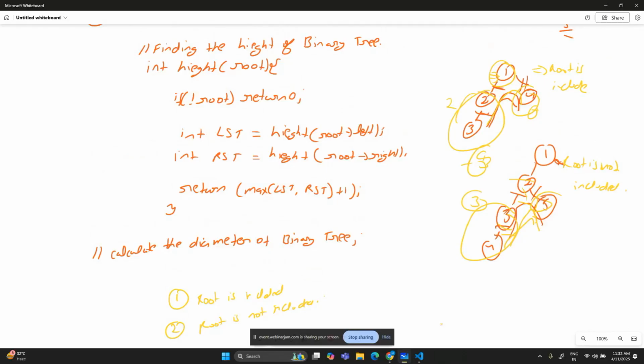And at this level, what is the height of this tree? 1, 2, 3. Okay, we are getting 3 and we are getting 0. So what is the diameter for this? We are getting 3. What is the diameter for this? Again, we are getting 3.